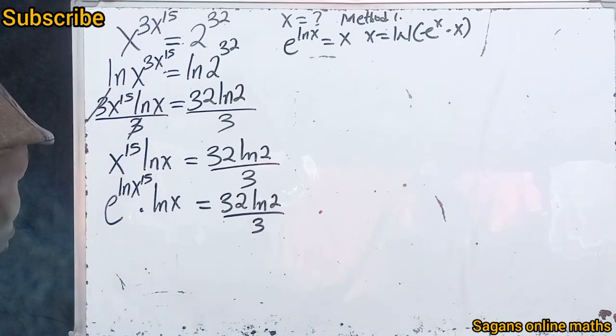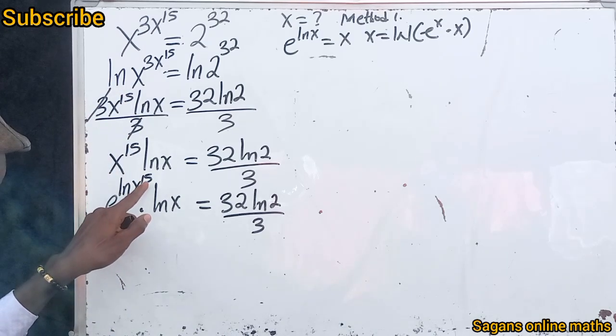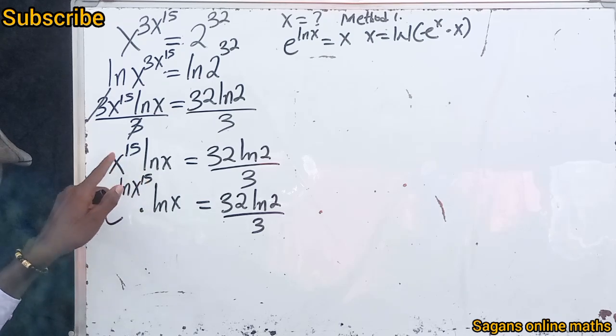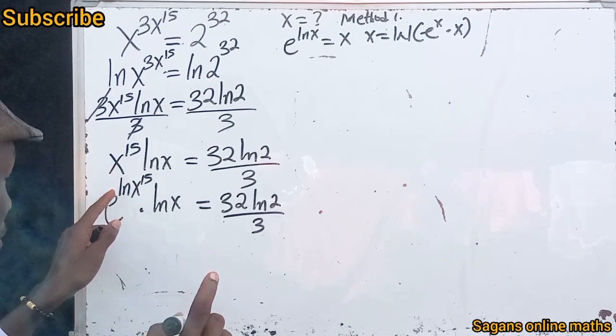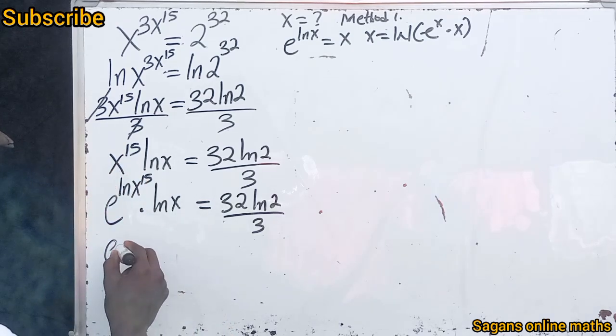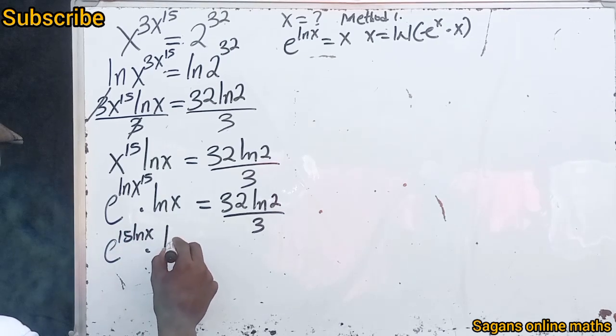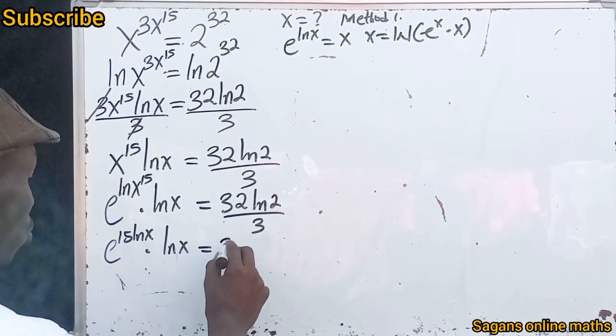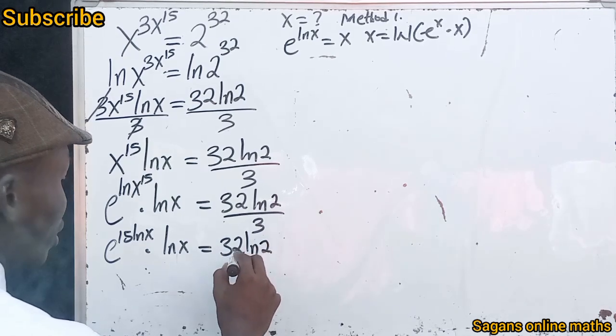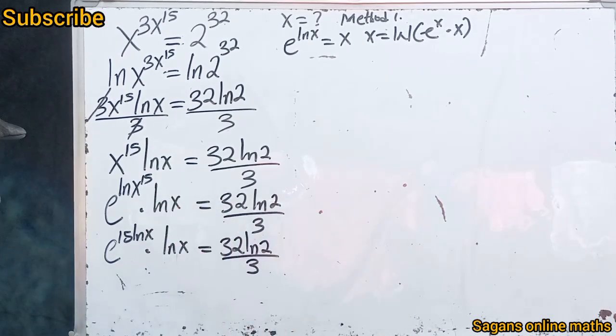Okay, now look at what you're going to do. I'm having this 15 as the exponent here. It can also go back to multiply the ln, as one of the properties of logarithm. So now this is e raised to the power of 15 ln x multiplied by ln x equals 32 ln 2 divided by 3. Wow, that's interesting.